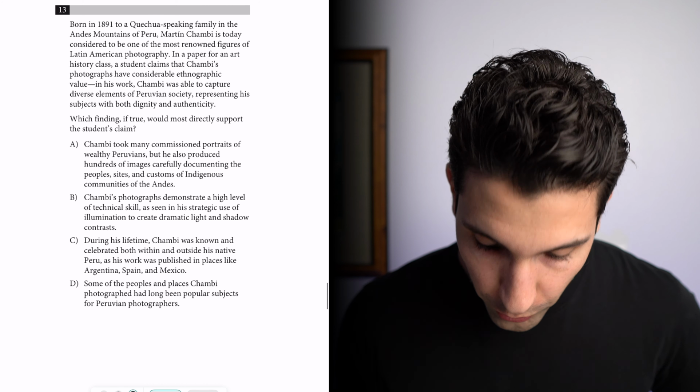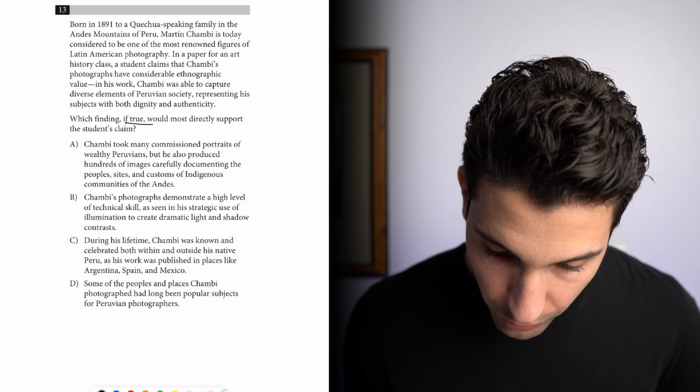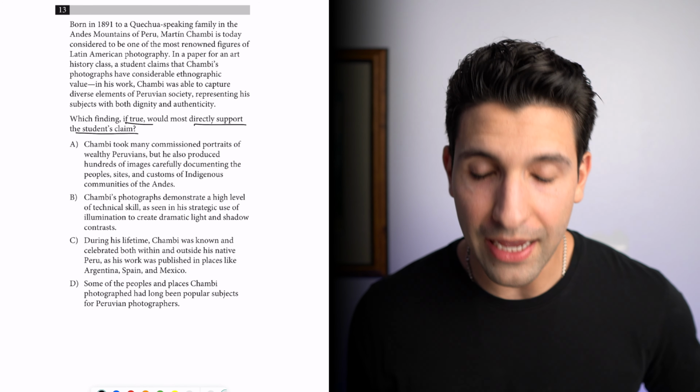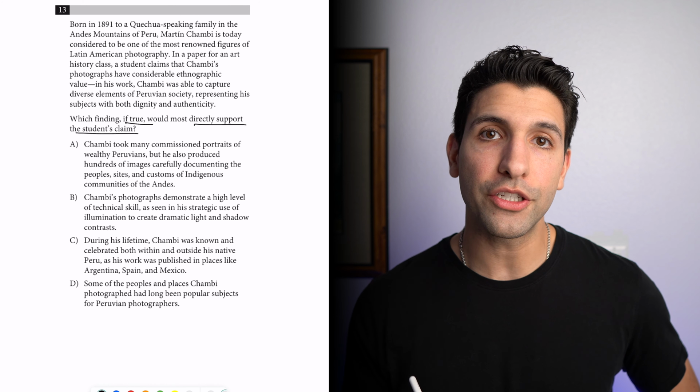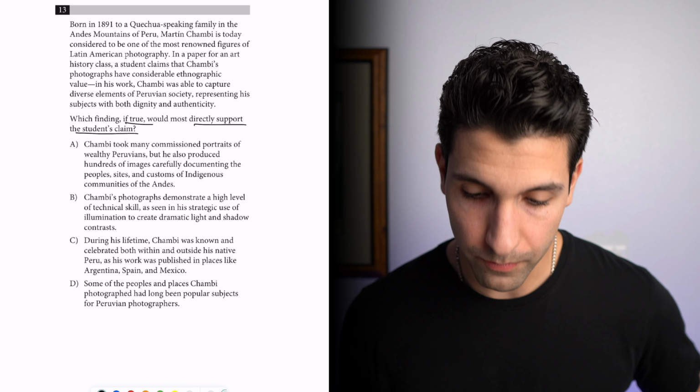This next type of question is a strengthen or weaken question. Basically, there's a passage, there's a question that's asking you what of the answer choices directly strengthens or weakens the passage's claim. So what you need to do is read the passage, figure out what the claim is, and then look at the answer choices and which one strengthens it. So which of the findings, if true, would most directly support the student's claim? So now we have to go look at the passage and figure out what the claim is.